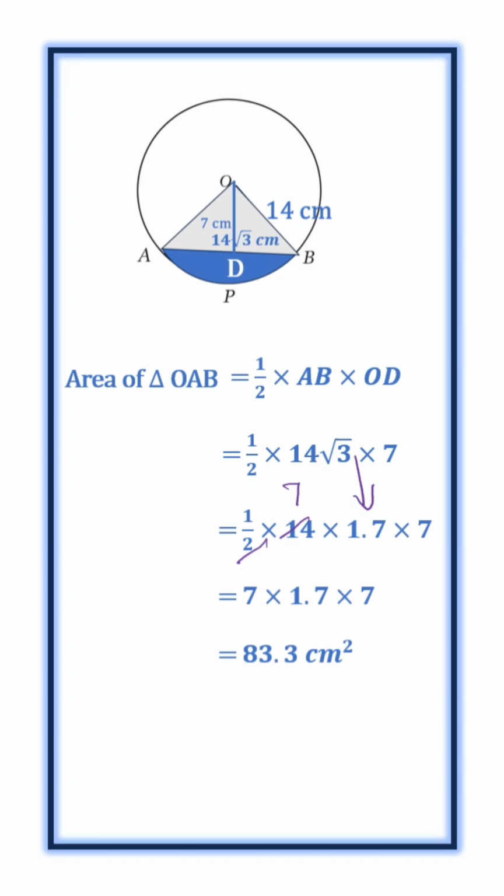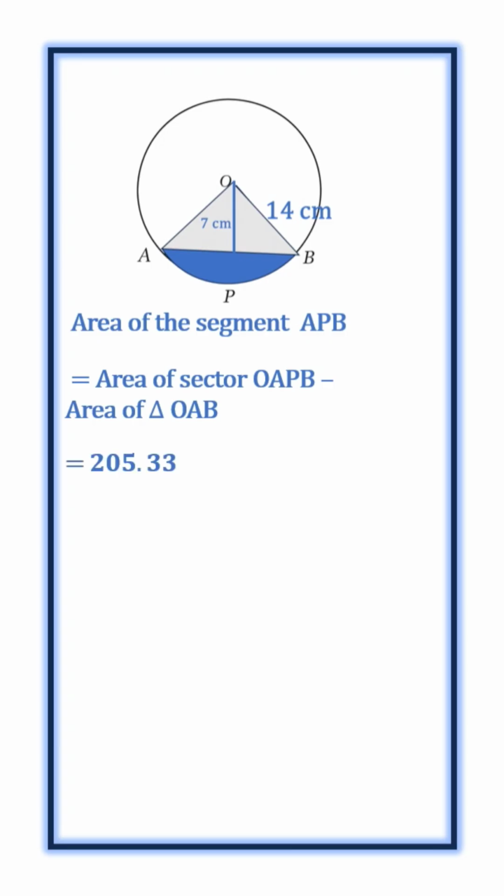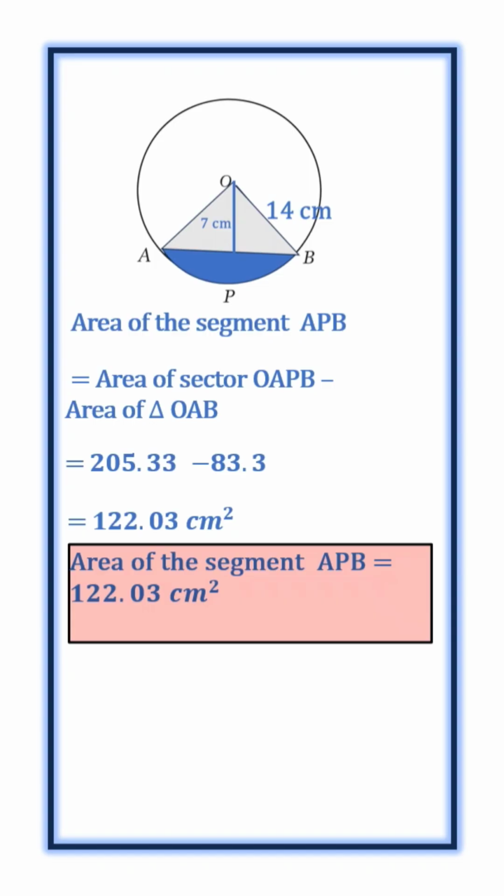Now area of the segment APB, as we have already told, is area of the sector OAPB minus area of the triangle OAB. We have already found the area of sector OAPB. It is 205.33 centimeter square. Area of the triangle OAB is equal to 83.3 centimeter square, which gives 122.03 centimeter square. So area of the segment APB is equal to 122.03 centimeter square.